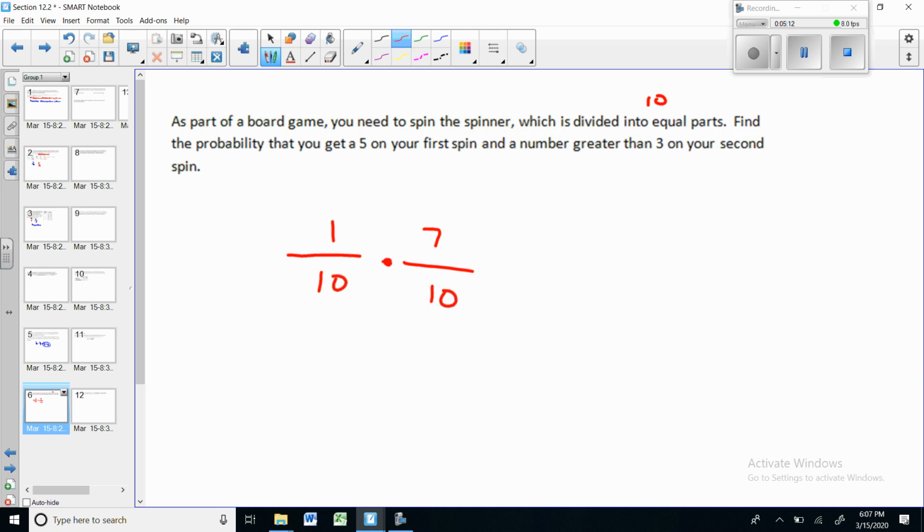So we're going to multiply our probabilities, and when you multiply fractions, you're multiplying straight across. So 1 times 7 is 7, 10 times 10 is 100. So our probability of getting a 5 and then a number greater than 3 is 7 out of 100. Any questions on that?